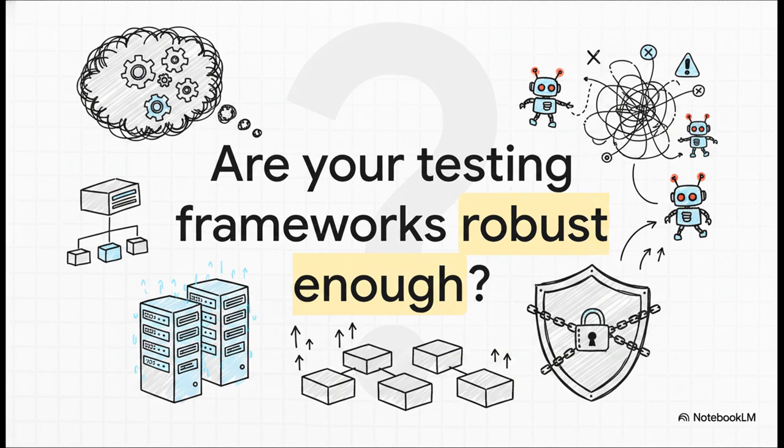Which brings us to the ultimate question we all have to ask ourselves. We are rapidly moving from AI that just types out text to AI agents that continuously perceive, think, and act on our digital infrastructure. As these autonomous agents start executing API calls and manipulating databases at massive scale, are your functional and performance testing frameworks genuinely robust enough to keep them in check? It's something to think about.